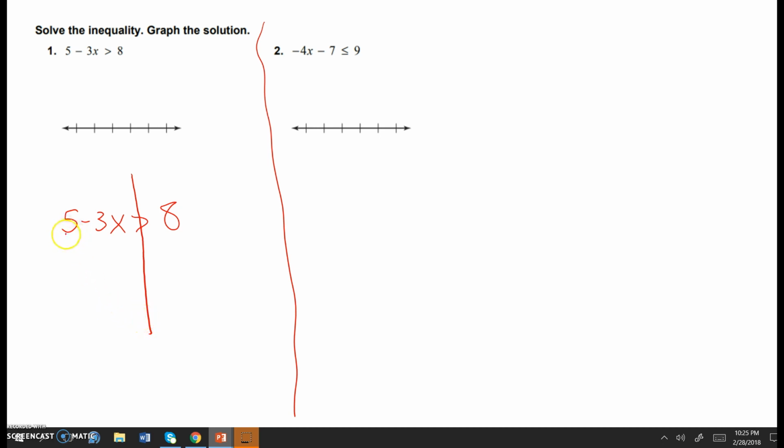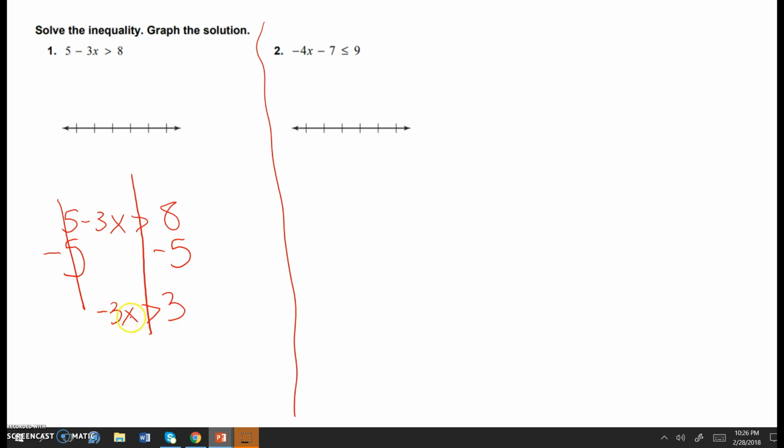Now I've got positive 5 minus 3x is greater than 8. The first thing I have to do is get rid of any addition or subtraction, and currently I have a positive 5, so I need to do a negative 5 to get rid of it. So boop, that went away. Negative 3x is greater than 3.